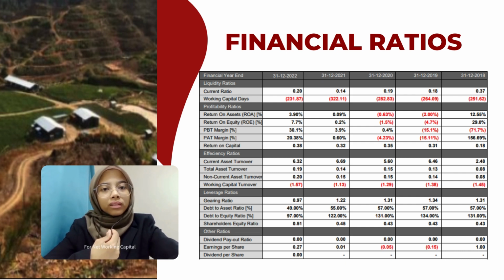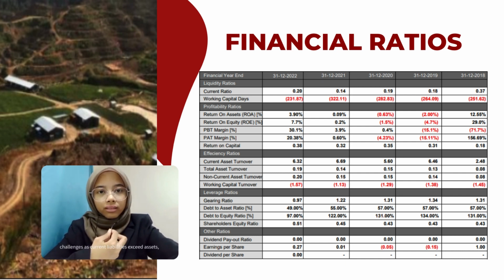For net working capital, with a consistent negative net working capital over the last 5 years, Green Plantation Sdn Bhd faces a challenge as current liabilities exceed assets, complicating meeting short-term obligations. This sustained negative may indicate operational and financial difficulties, reflecting short-term liquidity issues.